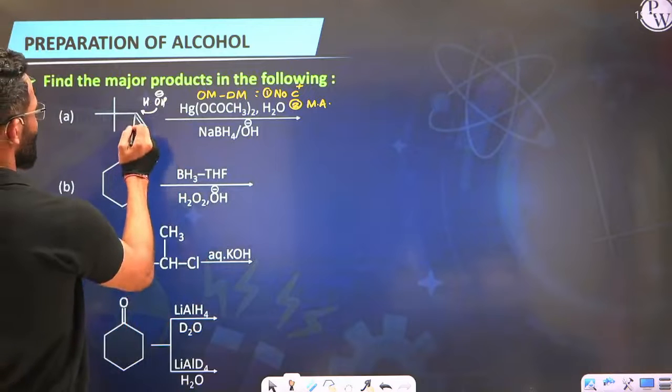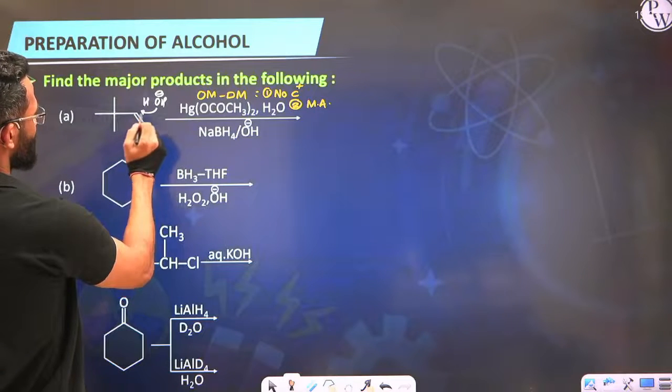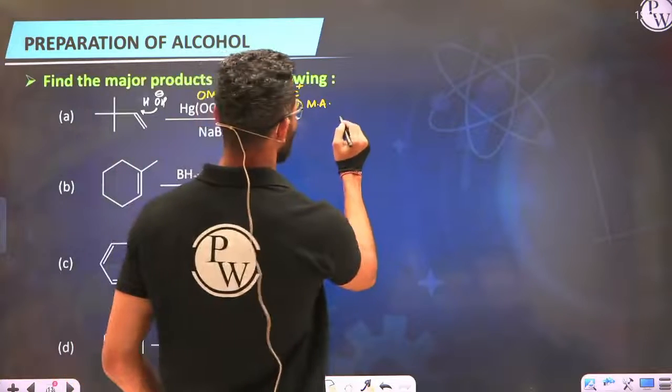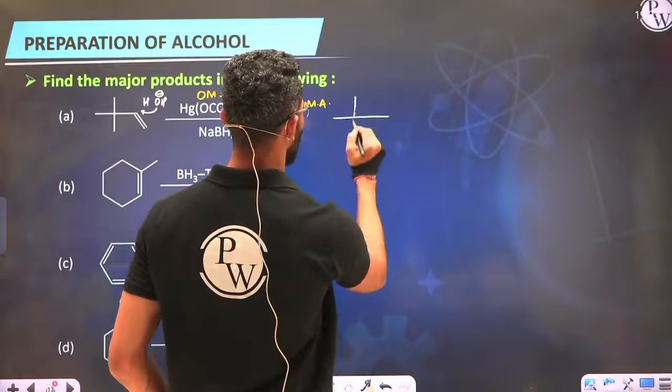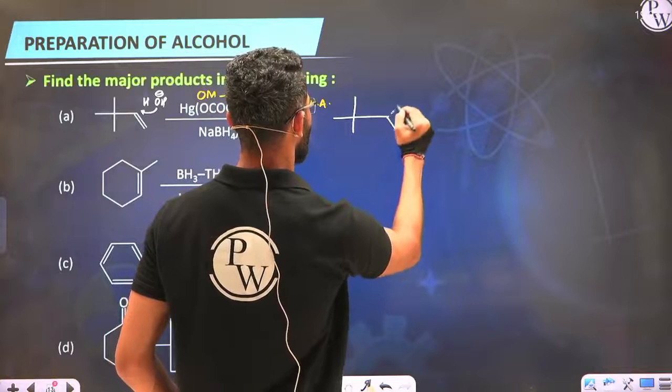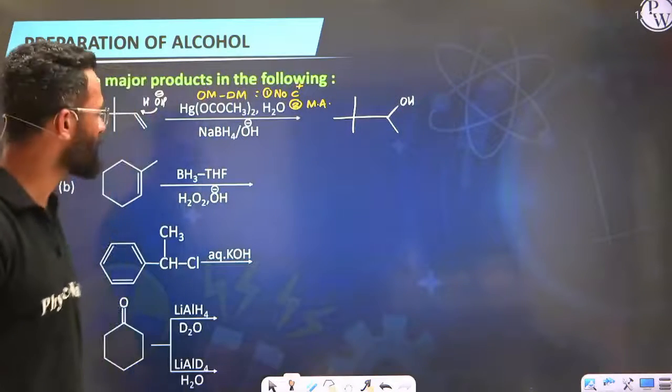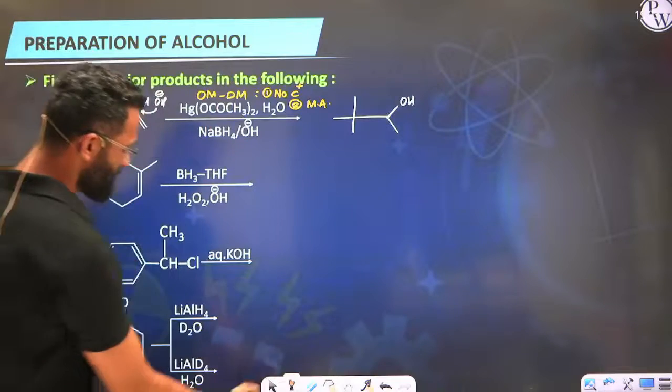So this is the secondary carbon, this is primary; relatively, secondary is more stable. So OH I will attach here, H will be added over here. So I can directly say the product will be the addition of OH. Right, everyone? That was OMDM.